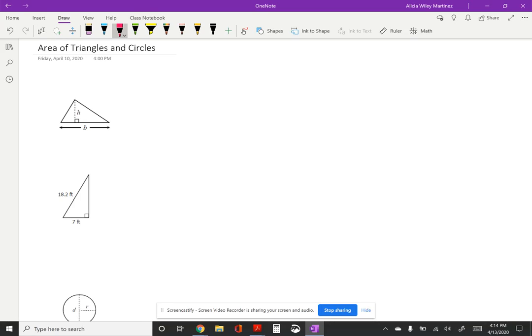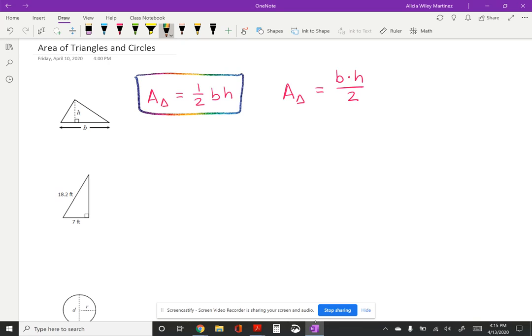The area of a triangle is going to be represented as 1/2 times the base times the height. Sometimes the area of a triangle is written as base times height divided by 2. Those two things are exactly the same. So it does not matter which of these two you use. You can set it up whichever way you feel more comfortable with.